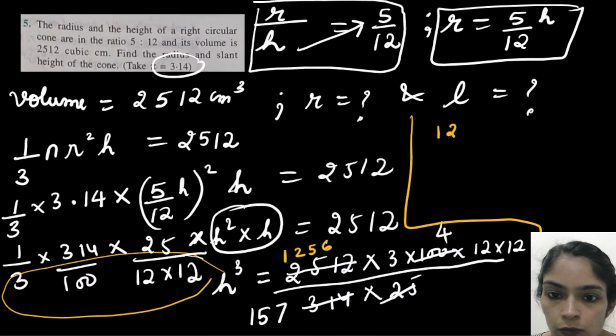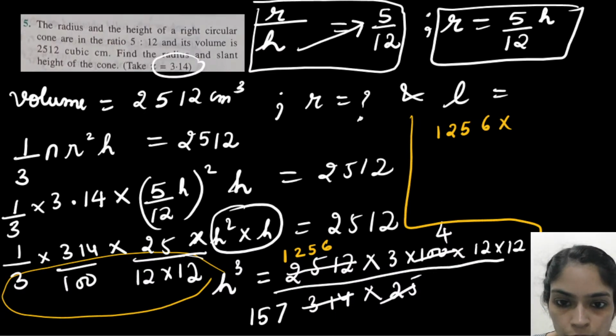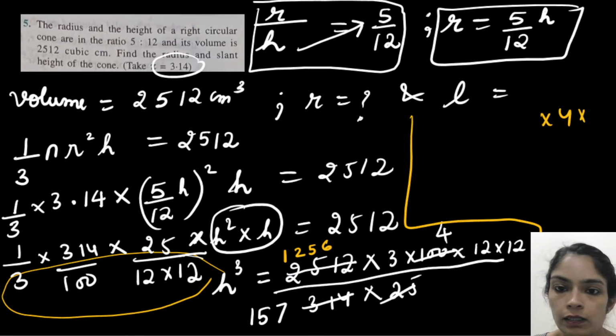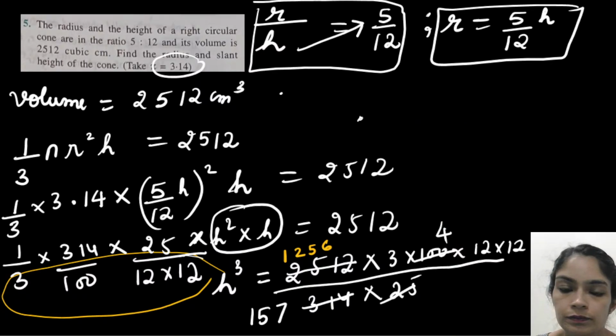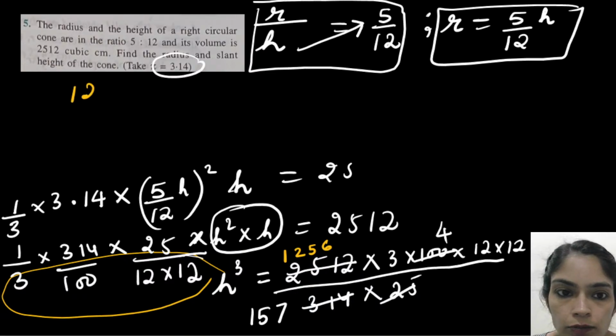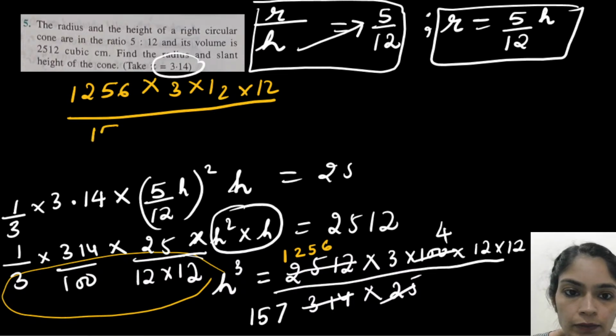I've got 1, 2, 5, 6 into 3 into 4 into... I'll just clear this because I need a little space. So what I am left with is 1256 into 3 into 12 into 12 by 157. Other than that, everything I have cancelled.